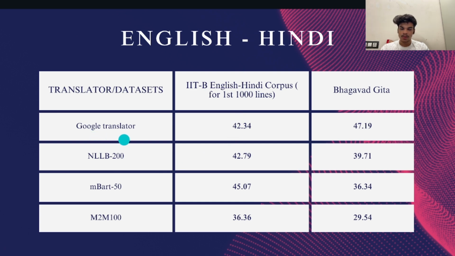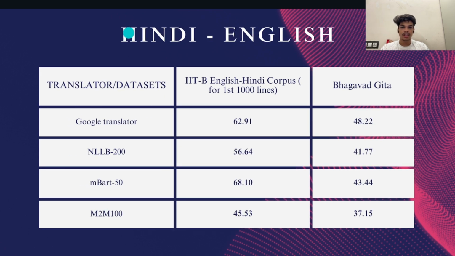We can conclude from this that Google Translate is the best model among the models that we have taken. For Hindi to English, we can see that the BLEU score is generally higher. As you can see here too, the Google Translate model is the best. Later comes MBART 50, Facebook NLLB, and then the M2M100.